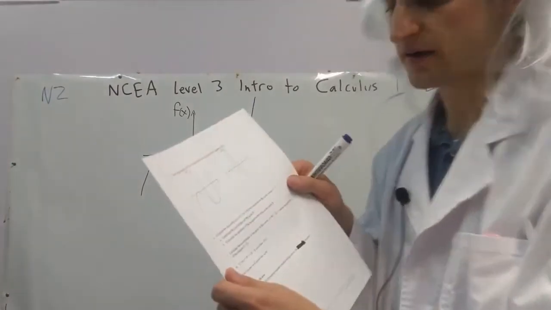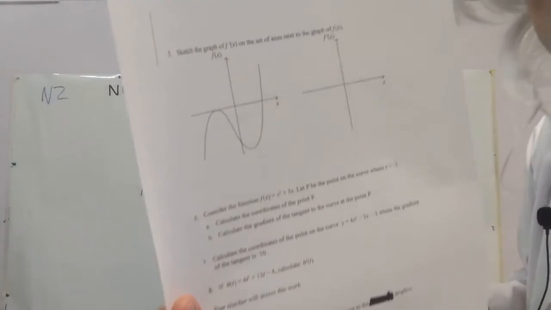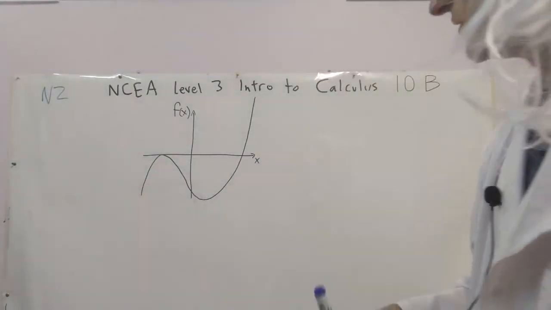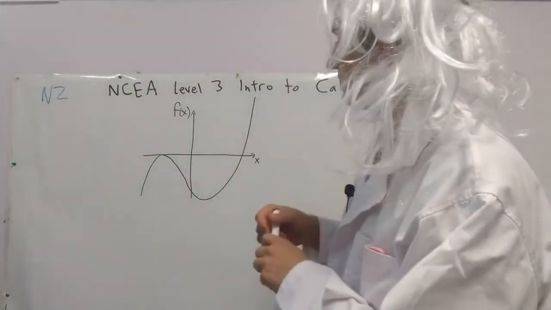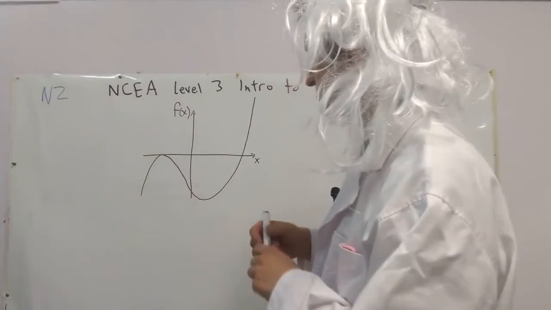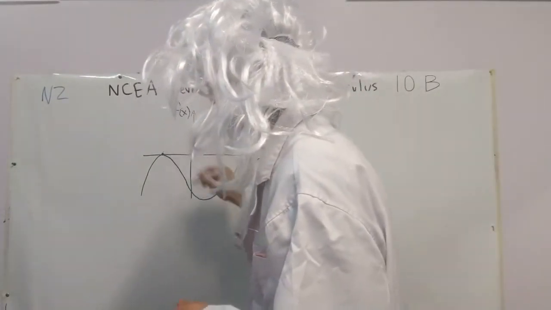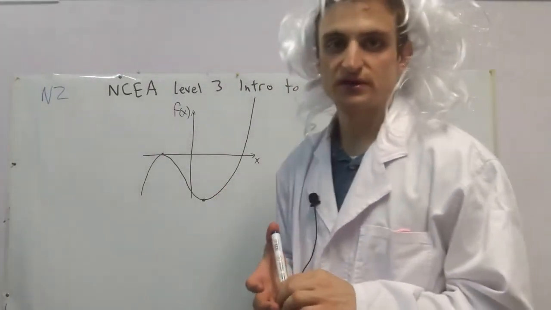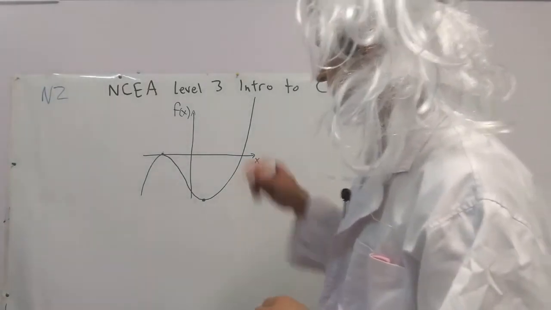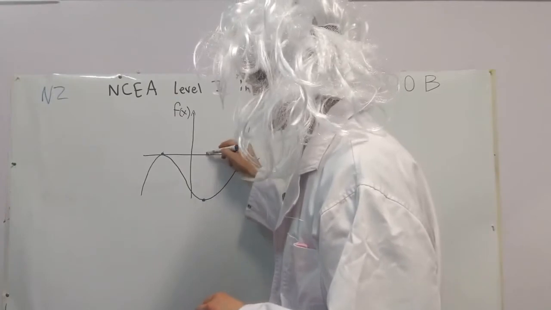Question number 5. Sketch the graph of f prime of x, given f of x. Here's what we'll do. We need to identify where it's flat. As you can see, it's flat right along here, and it's flat right here. So what does that mean about the derivative? The derivative will be 0 here, and it will be 0 here.